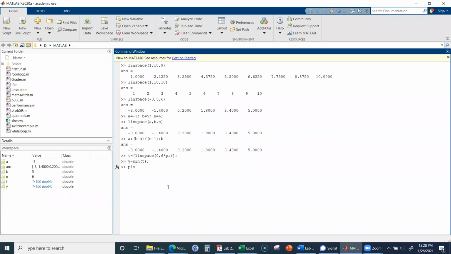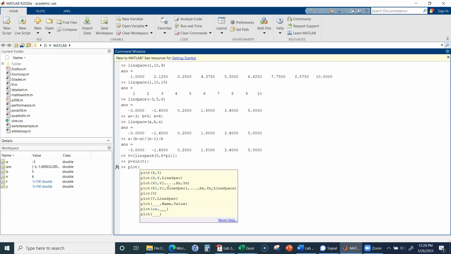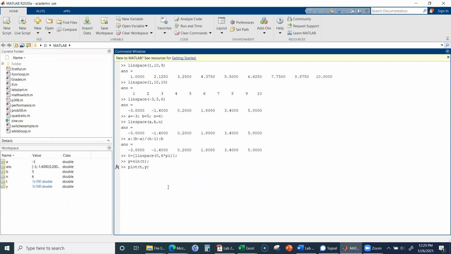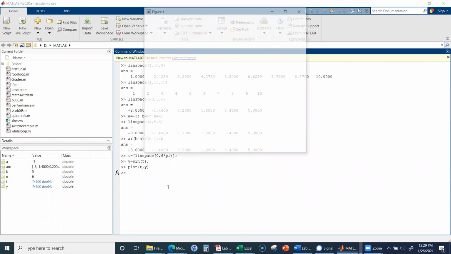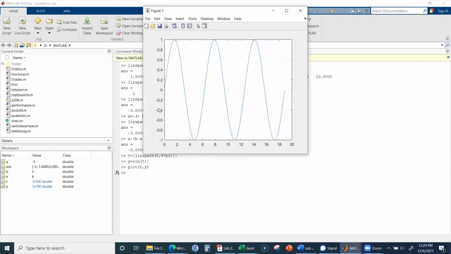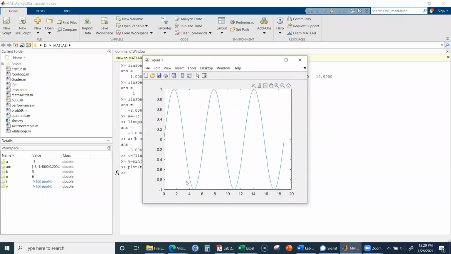Now I can plot x versus y. The x value is t and the y value is y, that is the sine of t. Without putting any other argument, I can just input it, and then I get the plot of the sine curve. Of course, later on we can play with this plot to make it look better.